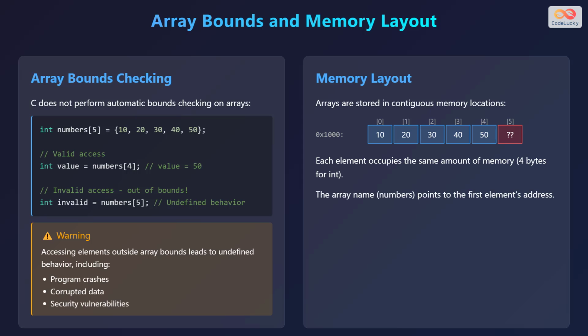Arrays are stored in contiguous memory locations, meaning the elements are placed one after another in memory. Each element occupies the same amount of memory, which is 4 bytes for an integer. The array name, such as numbers, points to the memory address of the first element in the array.